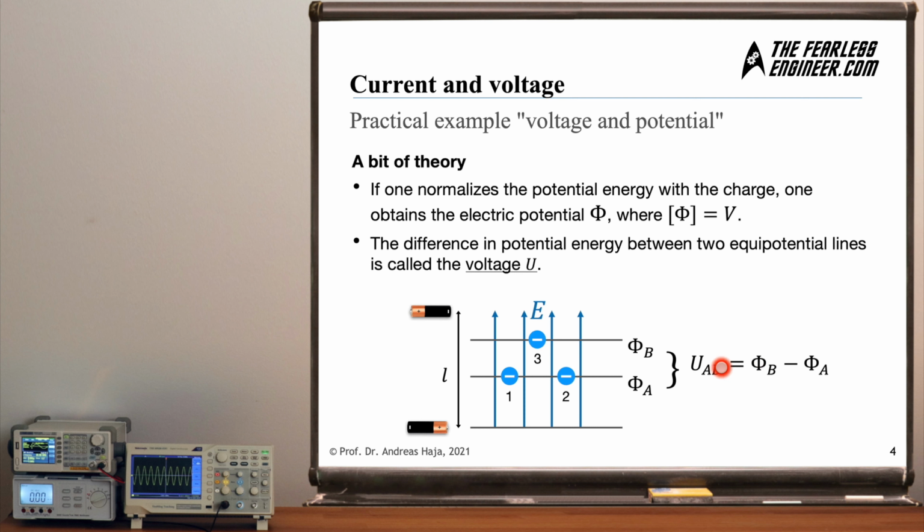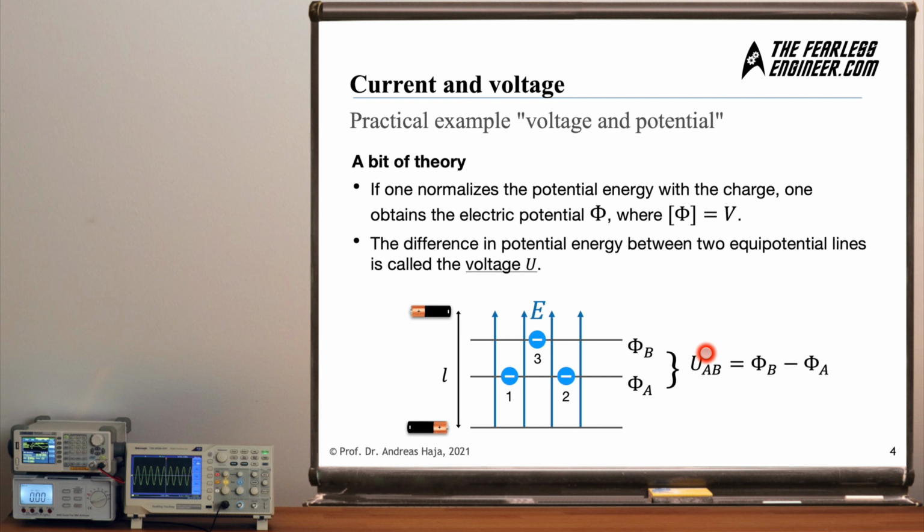And if we move charge number 2 from position phi A to position phi B, then it will lose some of its potential energy, and this loss of potential energy is described by the amount of charge multiplied with the voltage UAB, which drops from A to B.